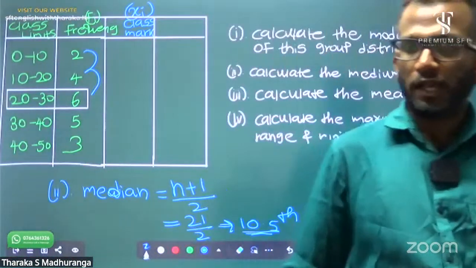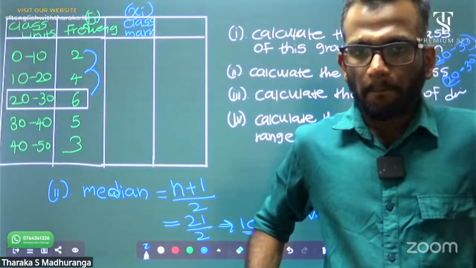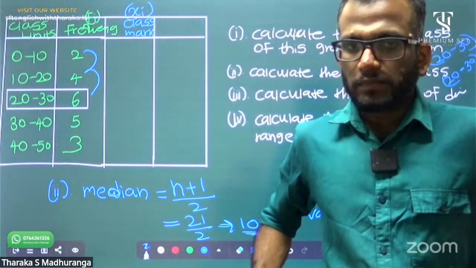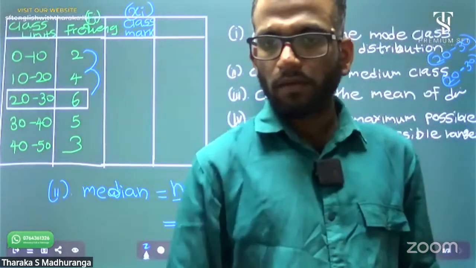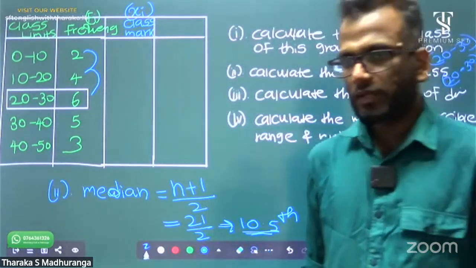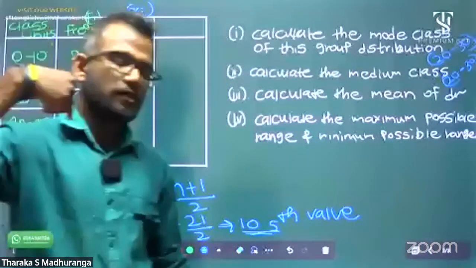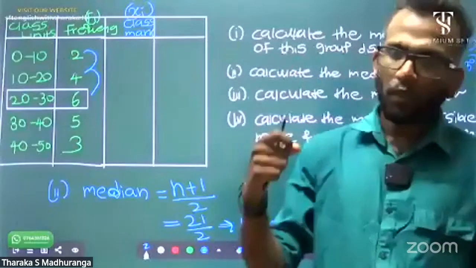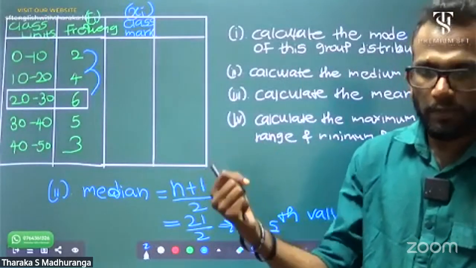What's the meaning of the class mark? Not remember? Good. Yes, the mid value of any class. The mid value of any class, or how to calculate: upper class boundary plus lower class boundary divided by 2.